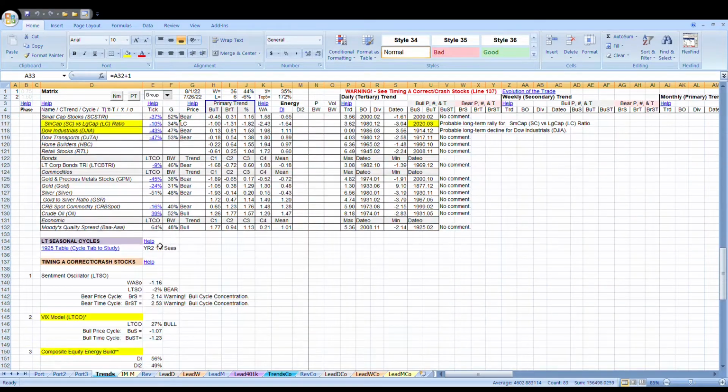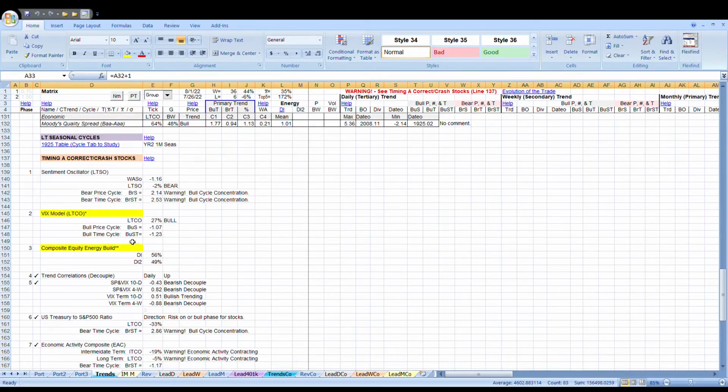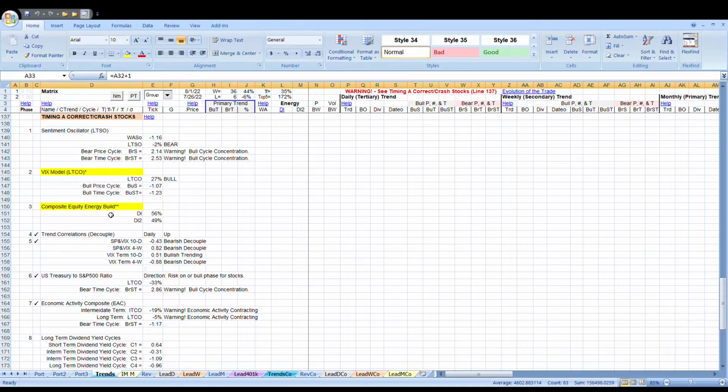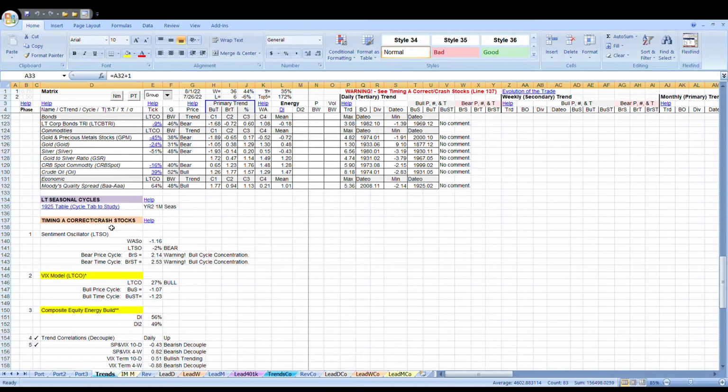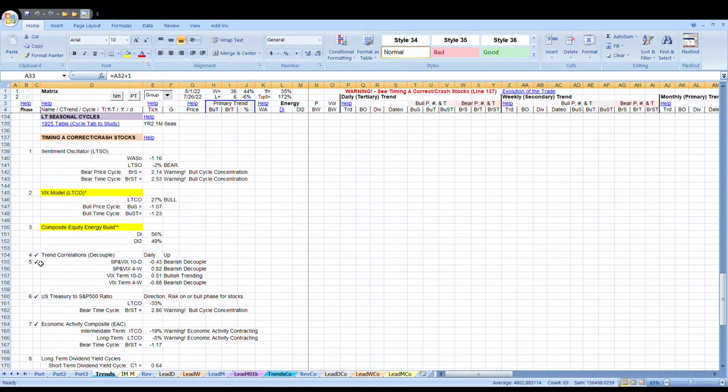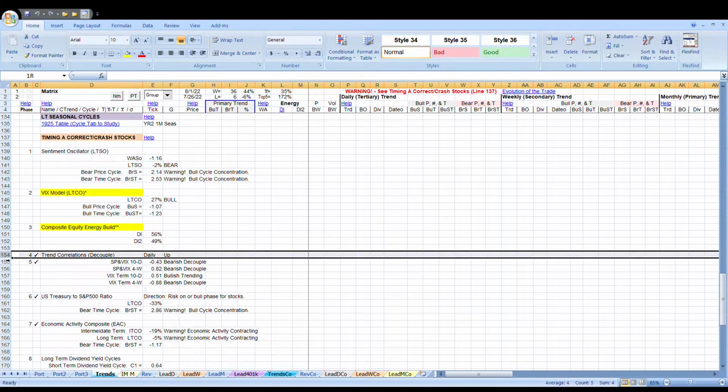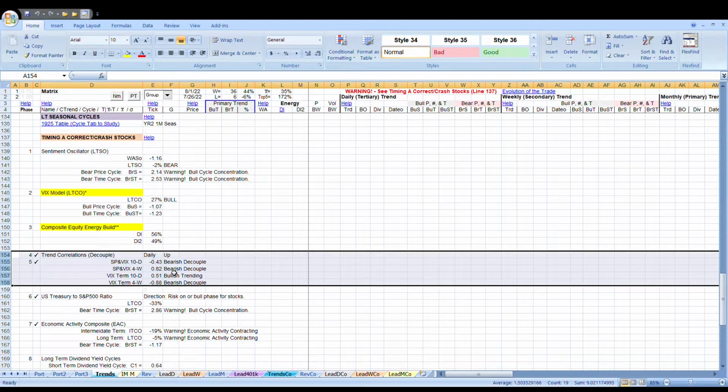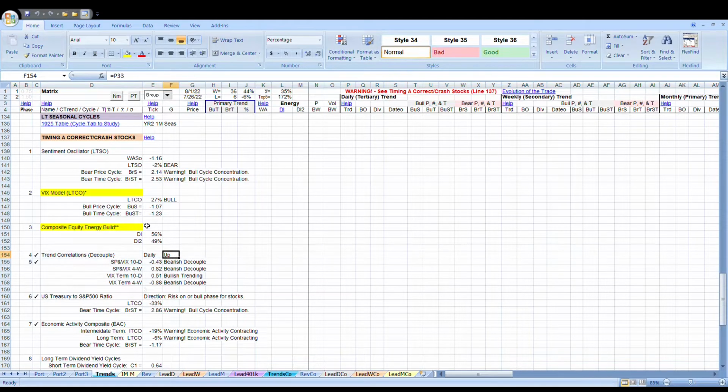And what it tells us, if we slide down here, if you don't remember from one time to the next, is you can come down to the timing in a crash and correction section here, and we can just look at it right here. I'll just highlight it. You can see we have 3 bearish decouplings, 1, 2, 3, and 1 bullish trending. And that pretty much clears things up.